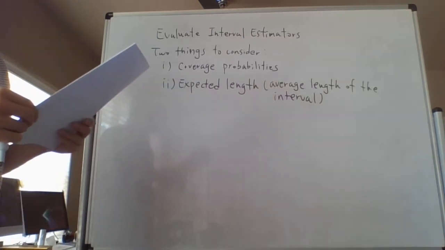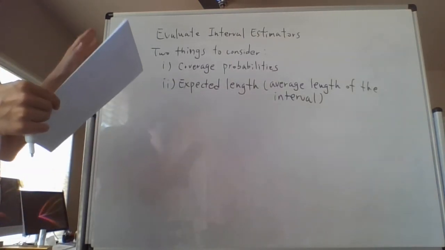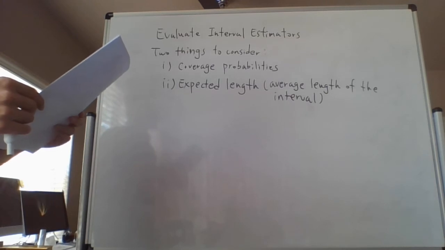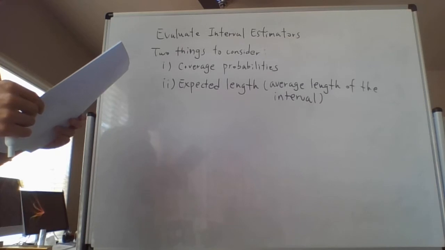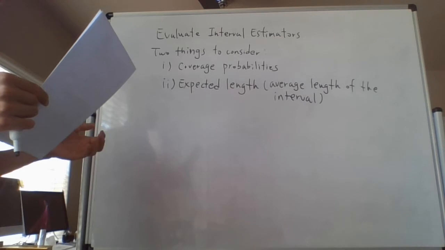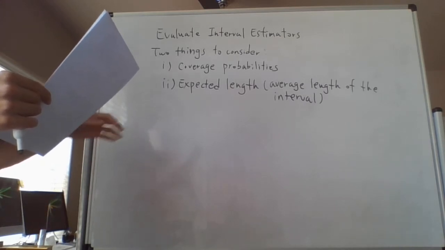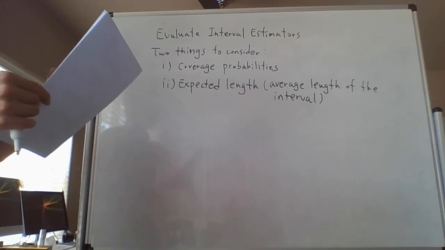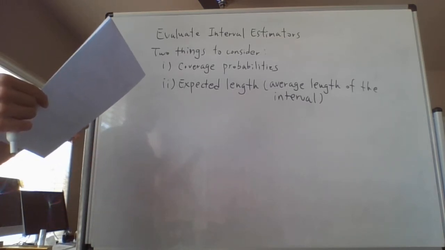So first we need to consider the coverage probabilities. If coverage probability is too low, then we don't have much confidence in your interval. So we need to have coverage probabilities as large as possible. And secondly, we need to consider expected length, which is the average length of the interval.